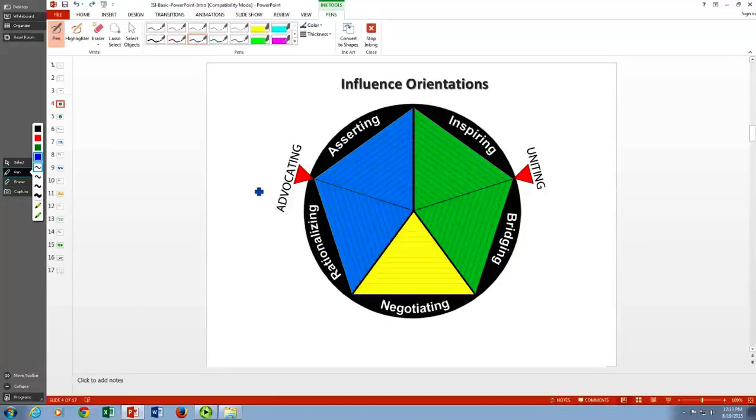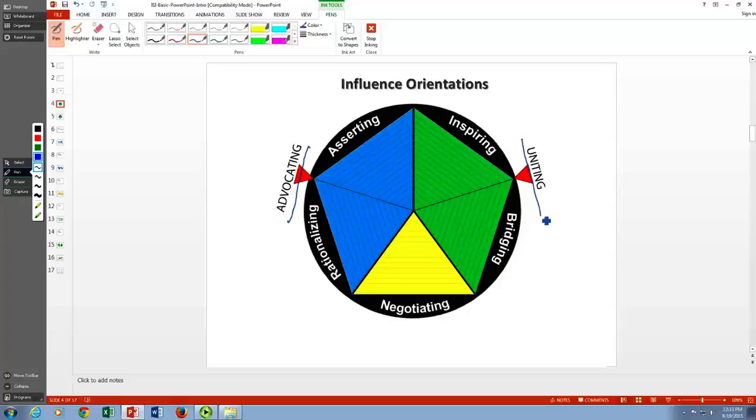In this model, it's important to understand a couple of different elements. The model itself is fairly simple. The first thing to understand is that there are two primary orientations in this model to influence, one being advocating and the other being uniting. The advocating orientation has a feel of push. You're pushing your ideas, your thoughts, your perspective onto the other person and hoping that influences them. And it causes them in some ways to adopt your particular view of the world.